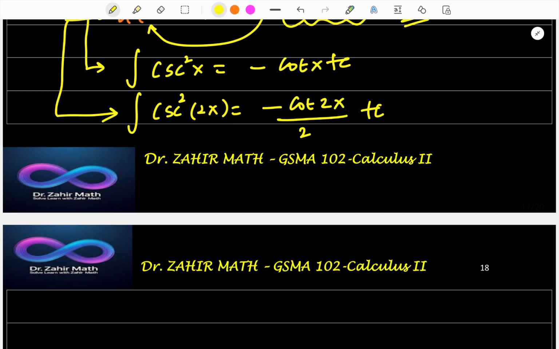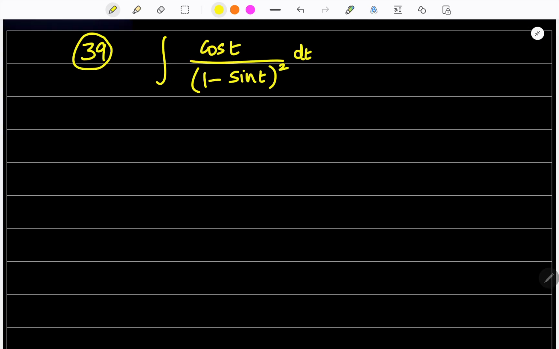Even though all the questions we have done are very simple, I still didn't focus on the substitution method more. So what I'm going to do now is the substitution method. Keep in your mind a big question which will help you understand the concept of substitution method. Let's take one example, which is question number 39. Cosine t divided by 1 minus sine t the whole square dt. Immediately your mind tells, teacher, there is 1 minus sine square, so 1 minus sine square is equal to cosine square.